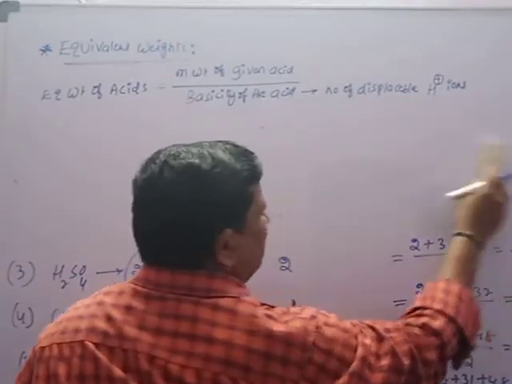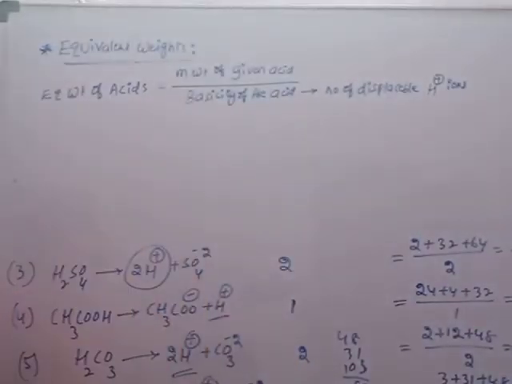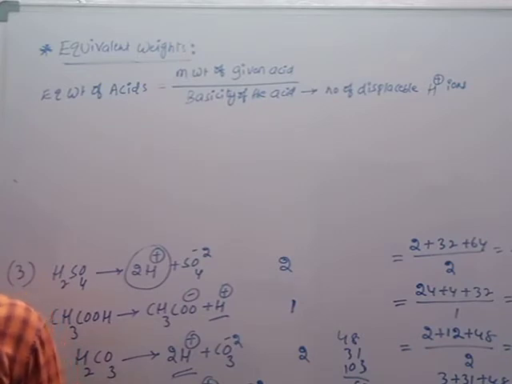The equivalent weight of any acid equals molecular weight divided by the basicity of the compound. What is the basicity of the compound? In these 3 hydrogens, only 2 hydrogens are displaced.